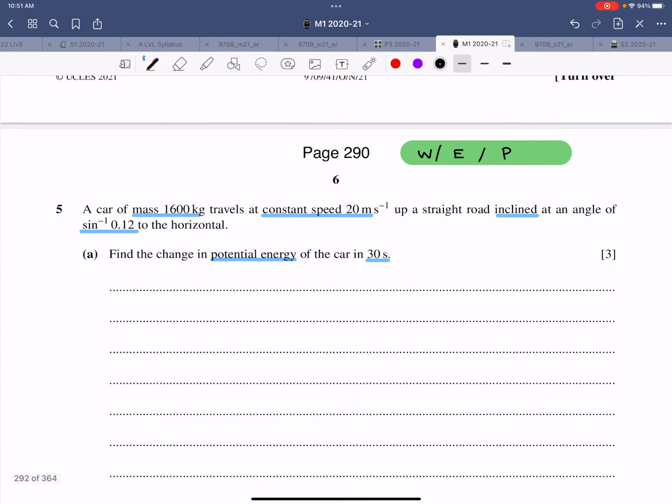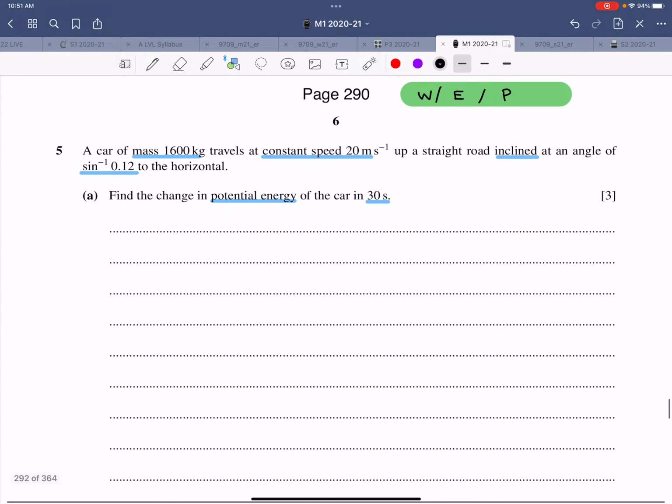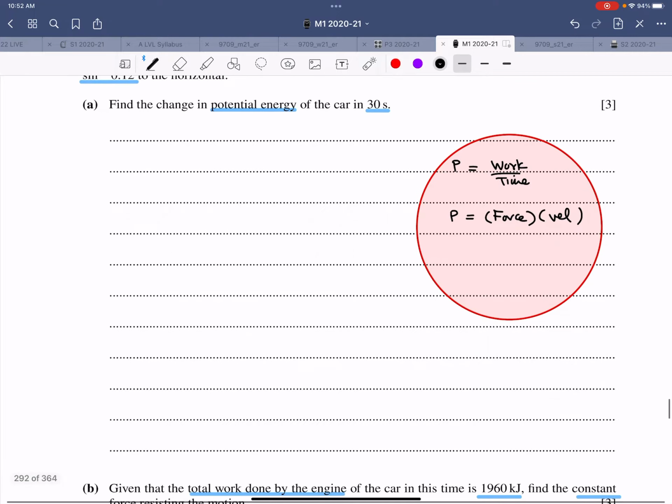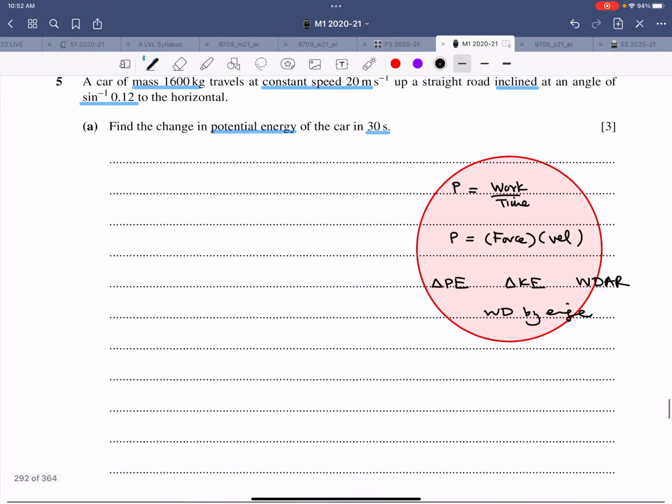Now, what will be needed? First of all, let me draw a box with all the formulas in it. So I'll be needing power is rate of work done. That is one thing that I need. And also power is force into velocity, into constant velocity. I also would be needing change in potential energy. I would be needing change in kinetic energy. I would be needing work done against resistance and work done by engine. So these are all the things that I need.